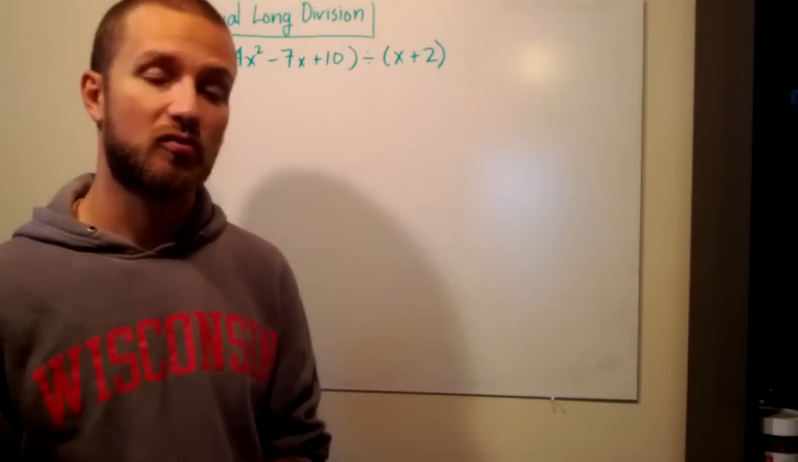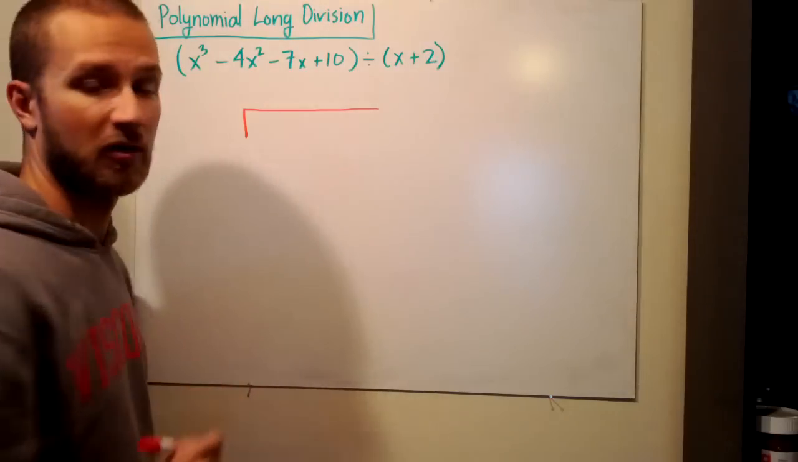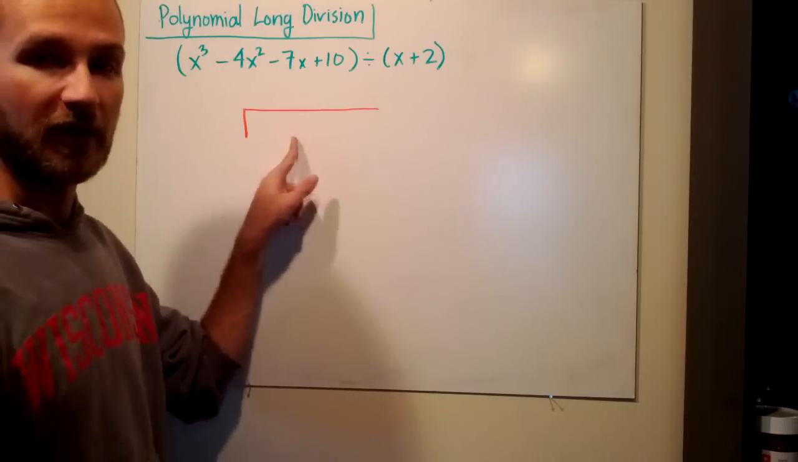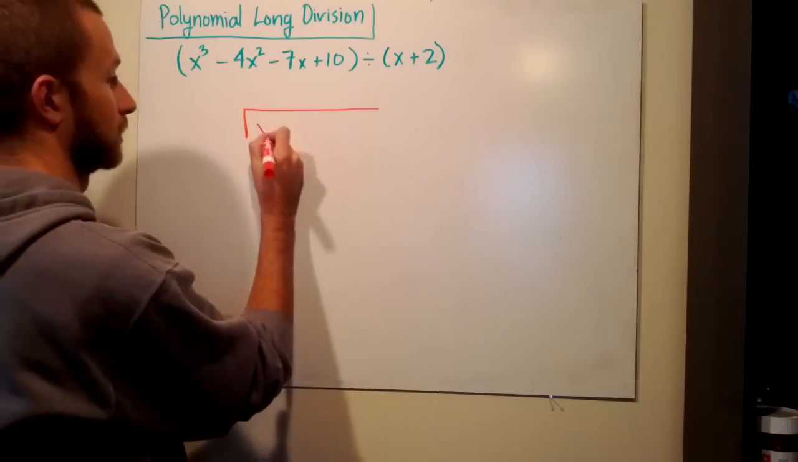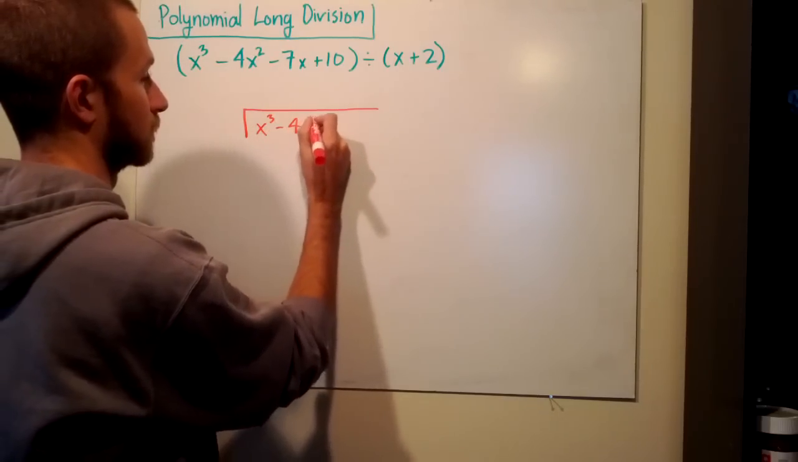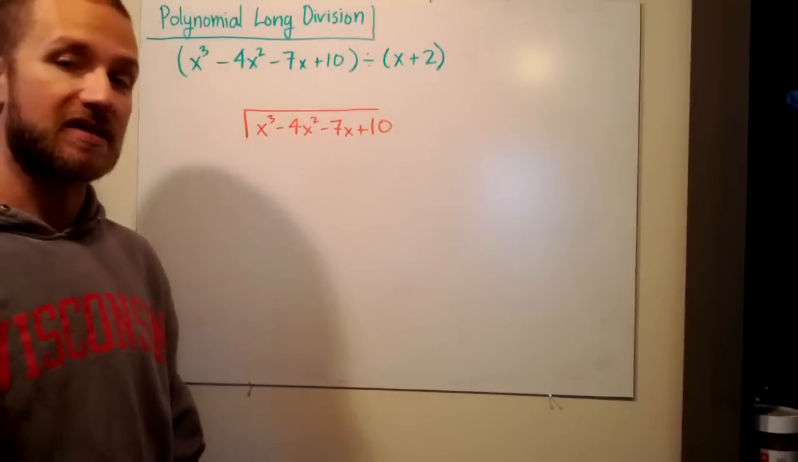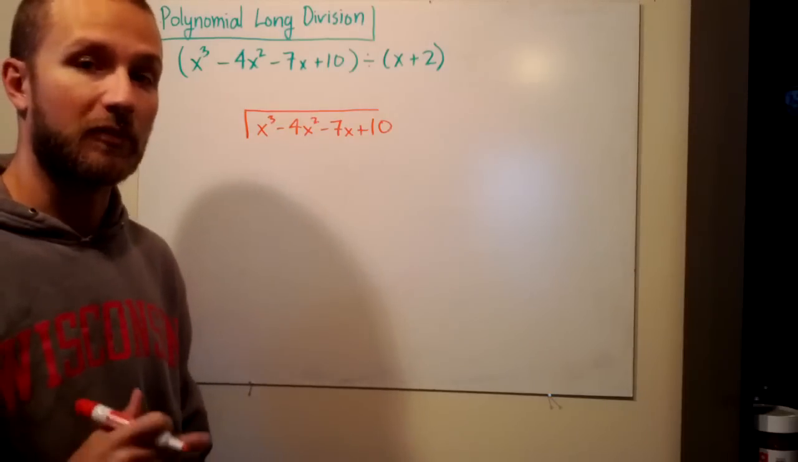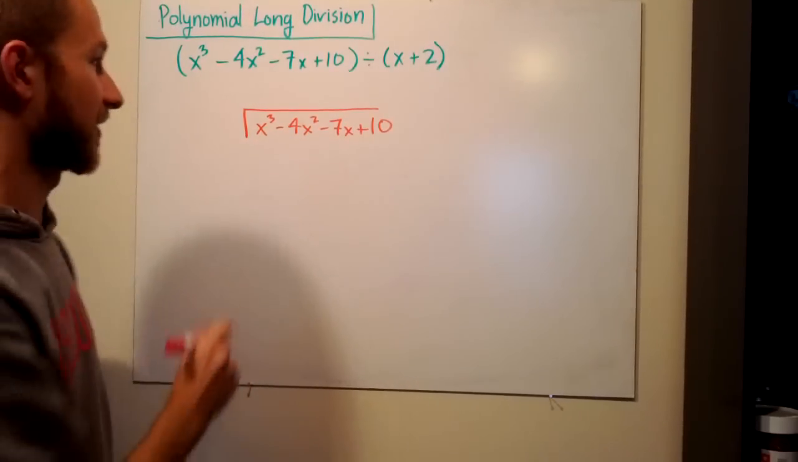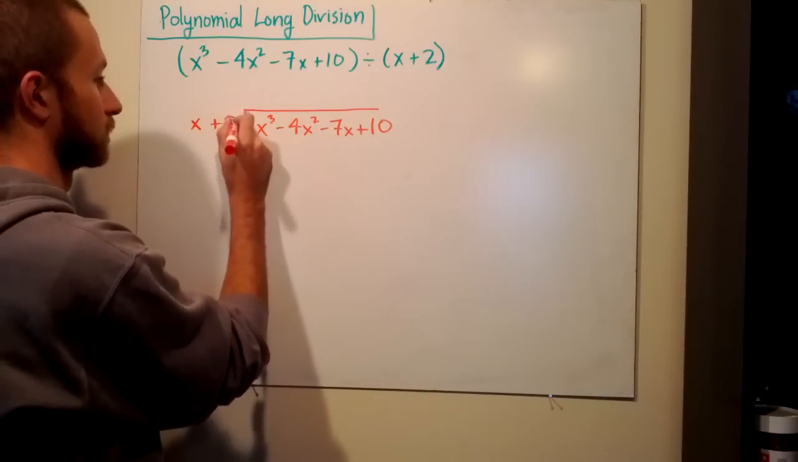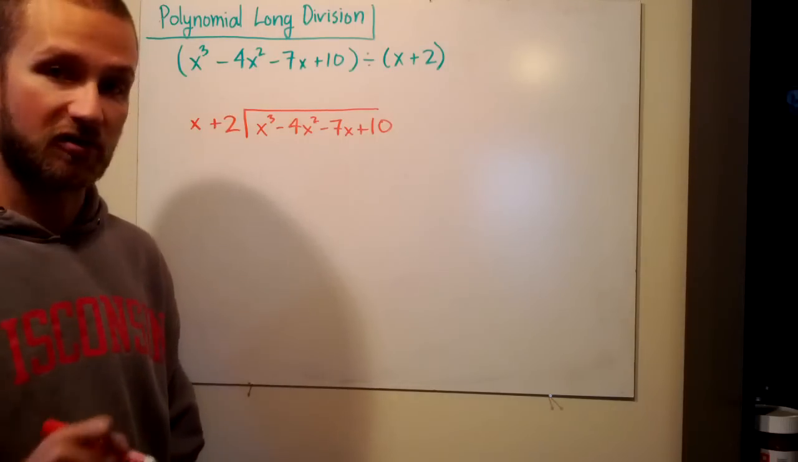So to start this out, I'm going to draw a big sideways L. Inside the L, right here, I'm going to put what I am dividing, and in this case, I am dividing the cubic. And then on the outside of the L, over here, I'm going to put what I'm dividing by. I'm dividing this cubic by this linear polynomial, x plus 2. Okay.